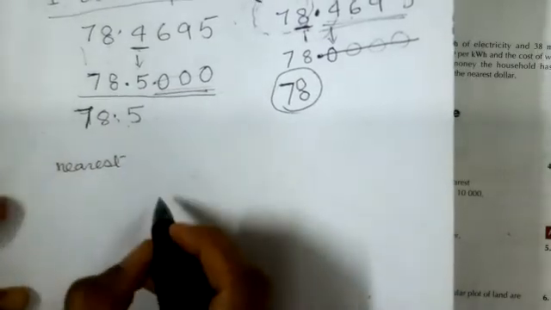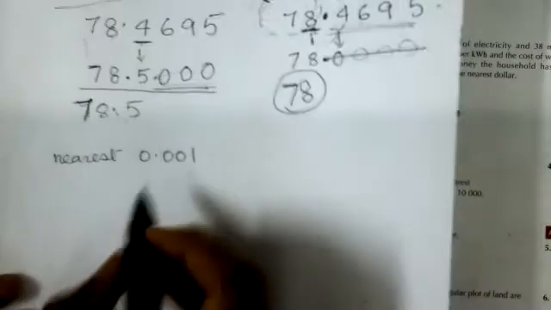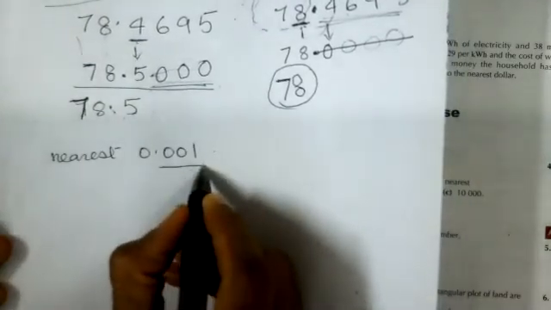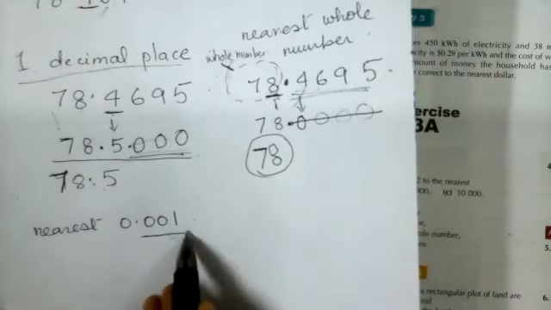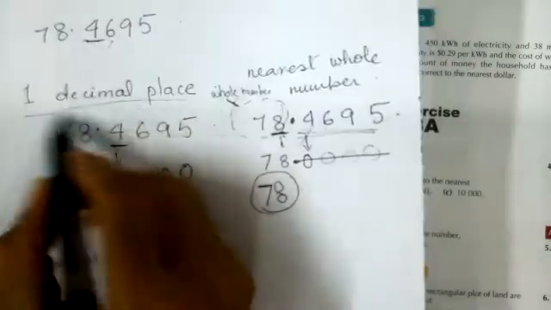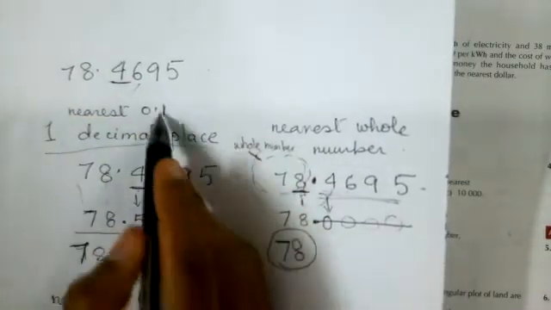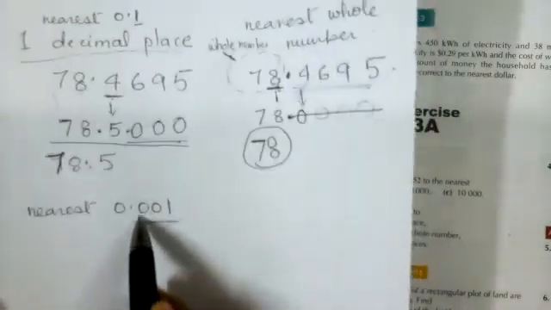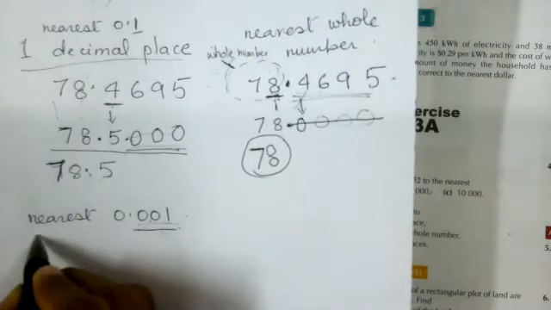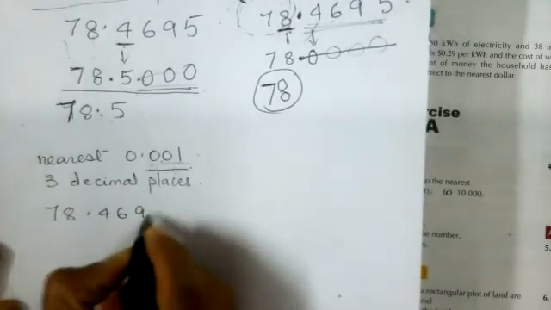Same number, but we will round it off to the nearest 0.001. Now, this is just another way of saying round off to 3 decimal places. Like they could have written round off to the nearest 0.1, same thing, meaning 1 digit after the decimal. 3 digits after the decimal can also be read as 3 decimal places. Same thing.